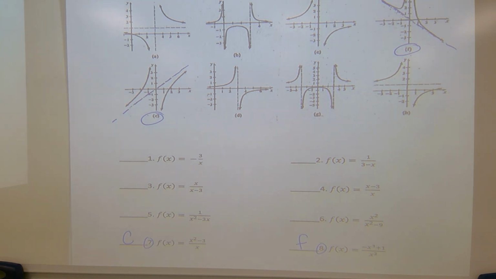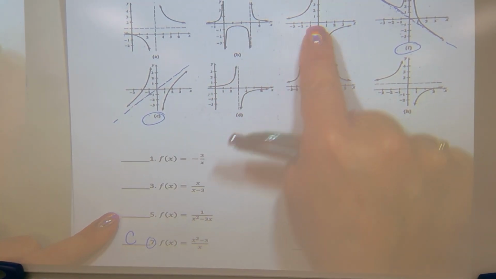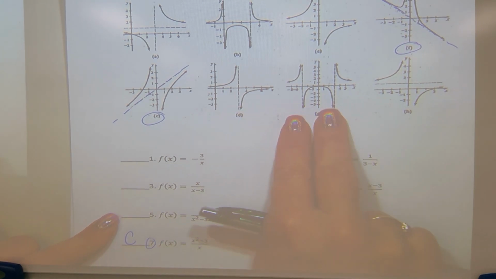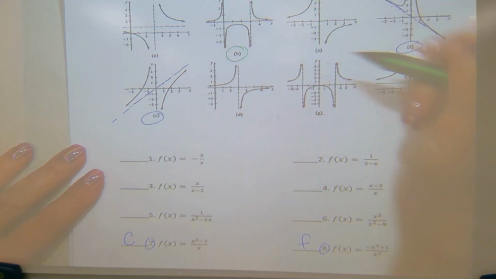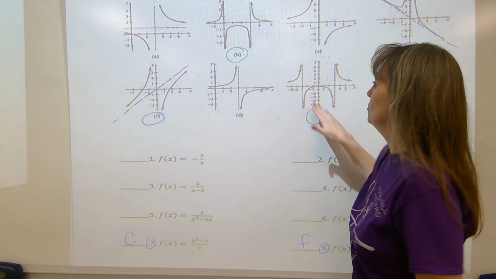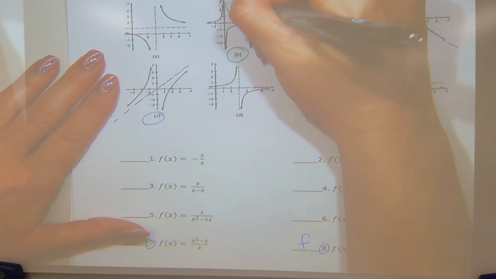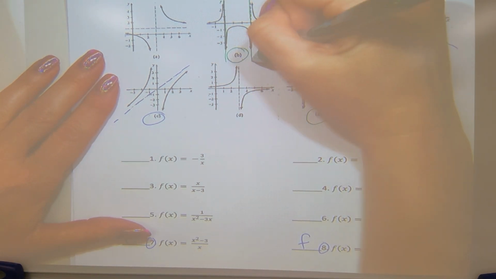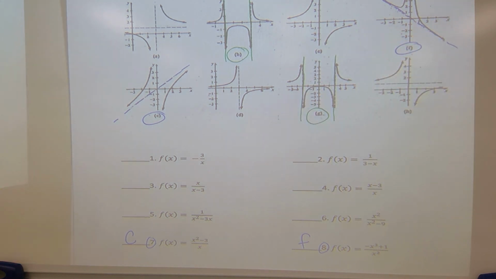As I look through, I see that I've got one vertical asymptote, two vertical asymptotes, one vertical asymptote, one vertical asymptote, two vertical asymptotes, one. Let's look at the ones with two vertical asymptotes next. Graphs B and G have two vertical asymptotes. B has a vertical asymptote at 0 and at 3, and G has a vertical asymptote at -3 and +3.